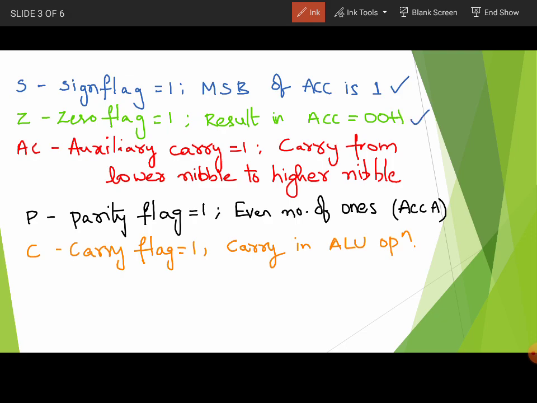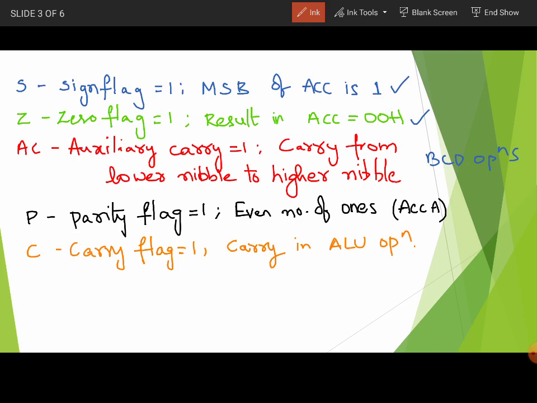And next, auxiliary carry. Auxiliary carry is used when we are dealing with BCD operations. The auxiliary carry will be equal to 1 when there is a carry from the lower nibble to the higher nibble. Next, about the parity flag. The parity flag will be equal to 1 if the number of ones in the result, which is stored in the accumulator, is even. When the number of ones is even, the parity flag will be equal to 1.